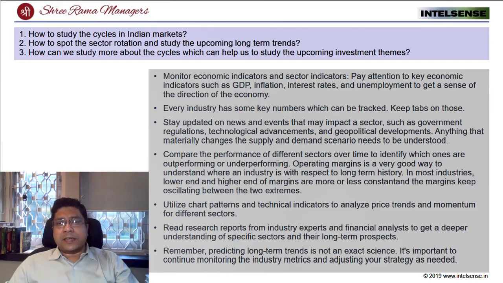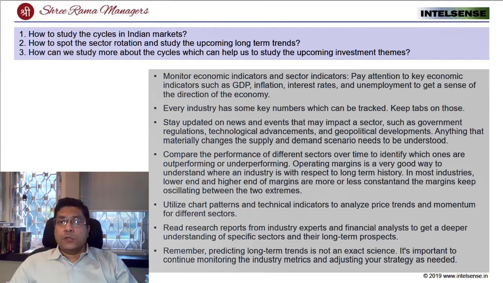Second thing is, every sector has some key numbers that need to be tracked. For example, take the banking sector. You can look at advances, you can look at NPAs, gross NPAs at the overall level across banks. You can look at asset growth, and NIMs, net interest margin. Those are things you will keep track of. If you're looking at retail, you look at sales per square feet or same store sales growth. And you need to keep track. For example, if you're looking at auto, you look at the month by month dispatches. This will give you a reasonably good sense of what is happening.